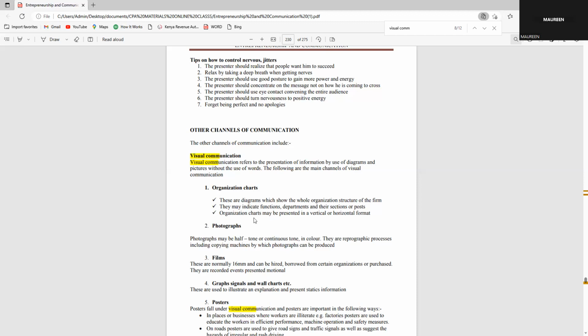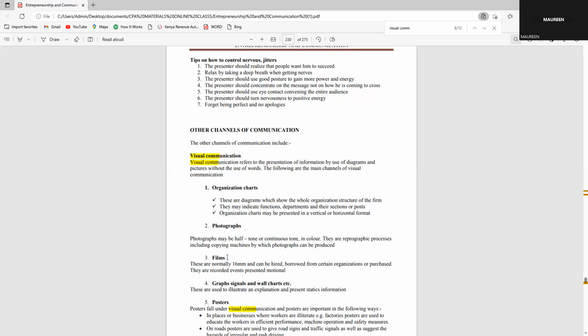An organization chart may be presented in a vertical or horizontal format. If you present it in a vertical way, it means it is from the CEO down to the employees, or from the employees up to the CEO. But if it is in horizontal format, you are presenting the same level of departments, like accounts and sales. Those are different departments, but at the same level. That's what it means as horizontal format. Then we have photographs.